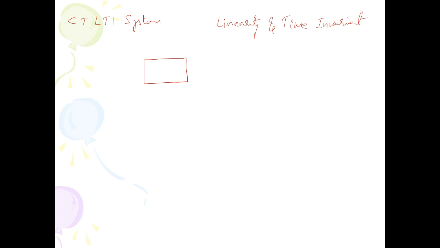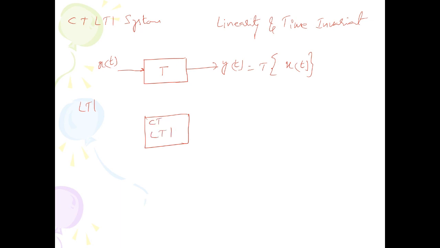In a normal system, the input is x of t and the output is some transformation of the input x of t. Coming to the continuous time LTI system, the input is x of t and the output y of t is the convolution between x of t and h of t. So the impulse response of this LTI system is h of t.